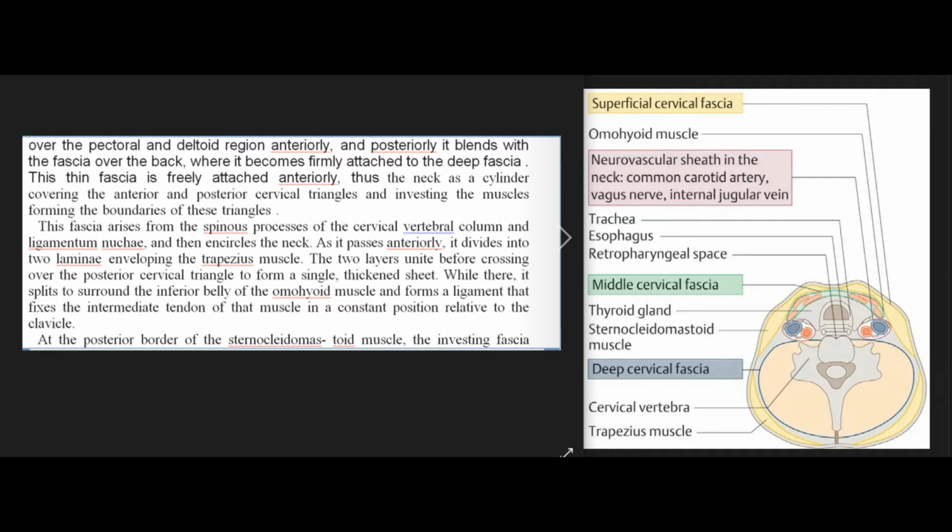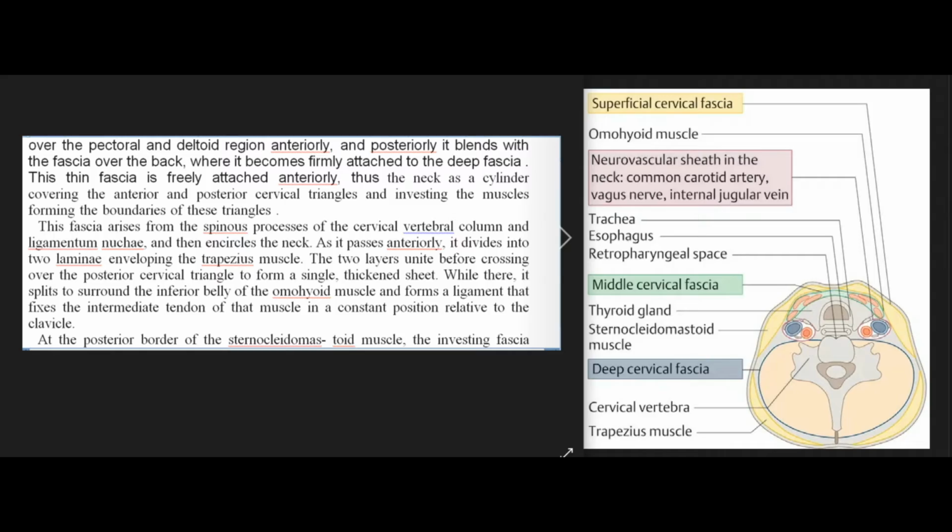As it passes anteriorly, it divides into two laminae enveloping the trapezius muscle. The two layers unite before crossing over the posterior cervical triangle to form a single, thickened sheet. While there, it splits to surround the inferior belly of the omohyoid muscle and forms a ligament that fixes the intermediate tendon of that muscle in a constant position relative to the clavicle.